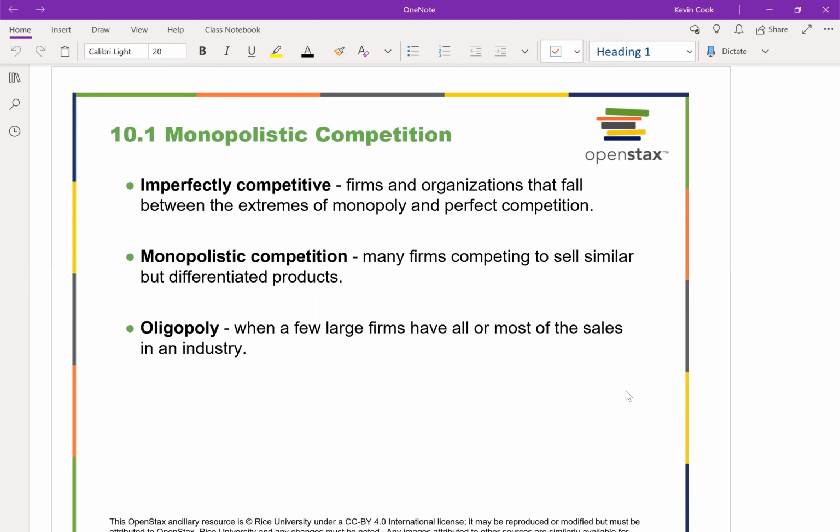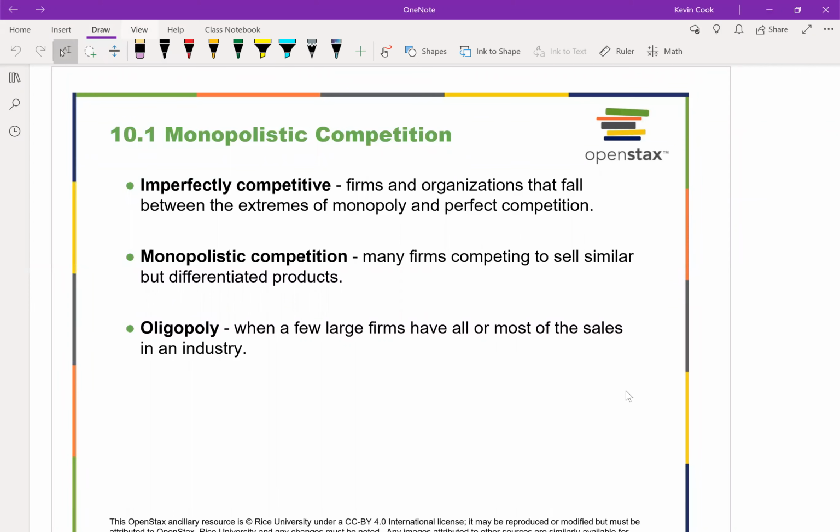So when we think about these middle ground types of market structures, I mentioned this imperfectly competitive market. Again, we're not a monopoly, but we're also not perfect competition. We're somewhere in the middle, somewhere where things maybe get a little more interesting. And the two types of markets that we're going to look at in this chapter, first, is monopolistic competition. This is where we have a lot of firms that are selling similar but not necessarily identical products.